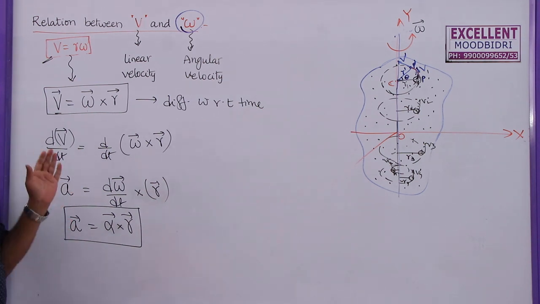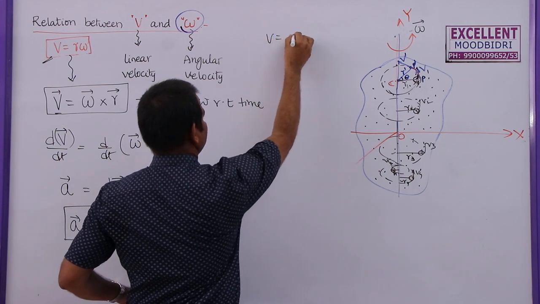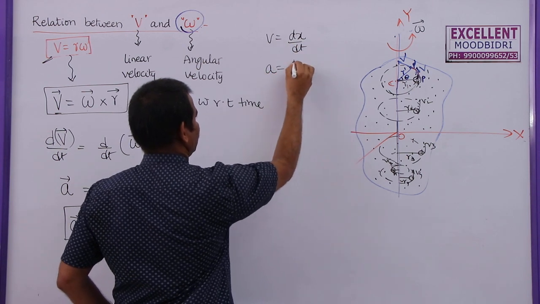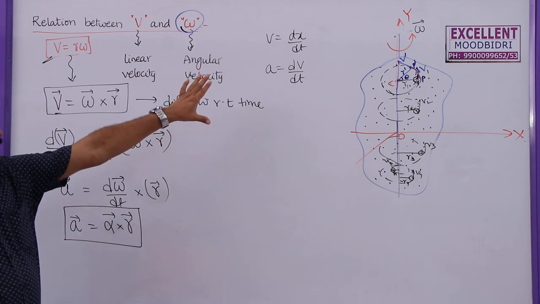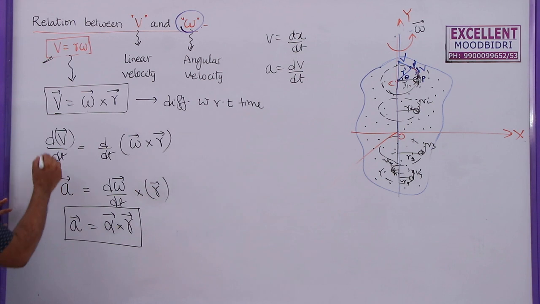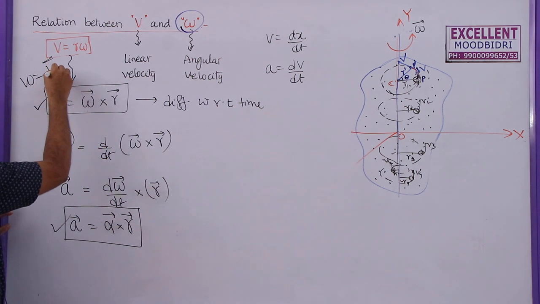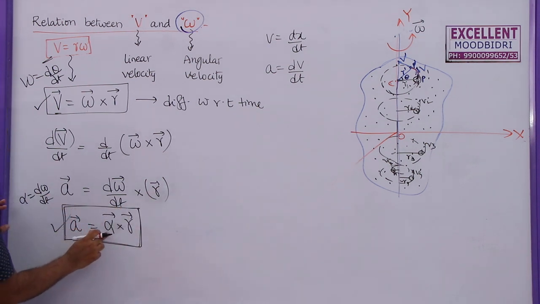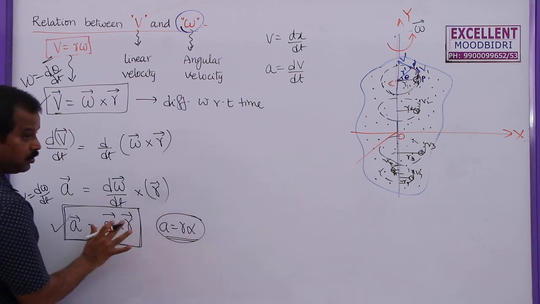As we studied in translatory motion, velocity is the rate of change of displacement, and acceleration is the rate of change of velocity. Similarly, on the basis of the same equations, we derive these, where omega bar is equal to d theta by dt, and alpha bar is equal to d omega by dt, and in vector form a bar is equal to alpha bar cross r bar. So a is equal to r alpha in scalar form, without considering direction.